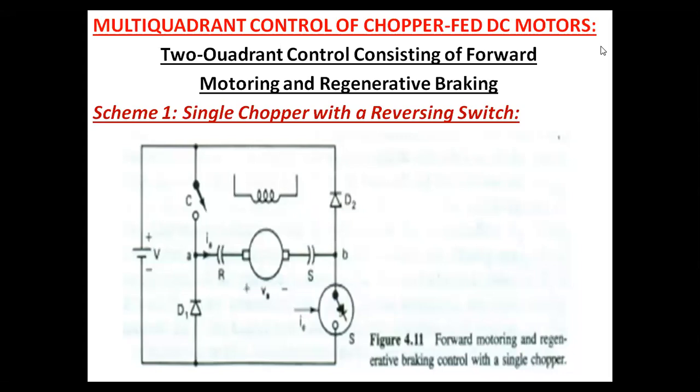So for a series motor, what we have to do is connect the reversing switch either between the A and R terminals or between the S and B terminals. And the field is now connected outside the reversing switch.